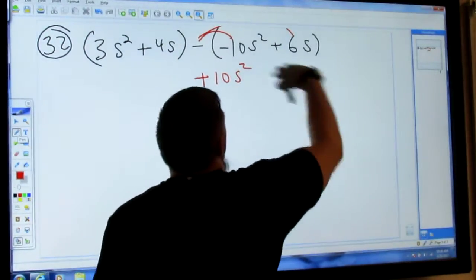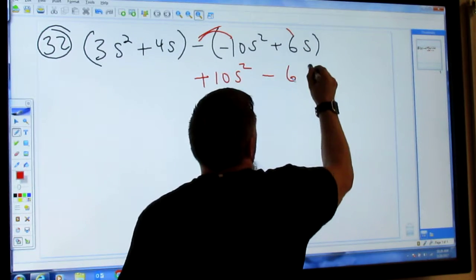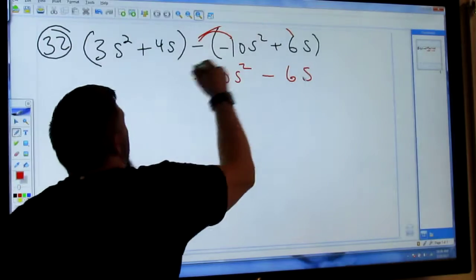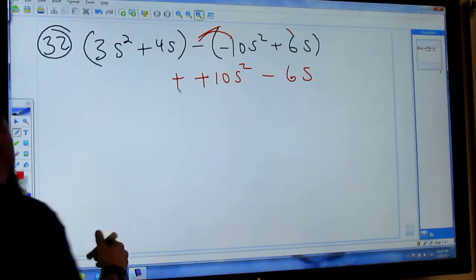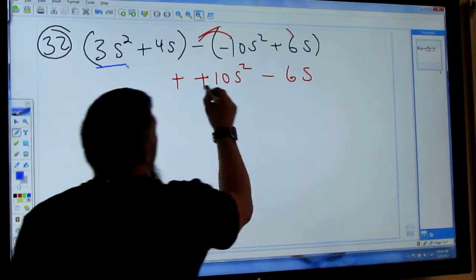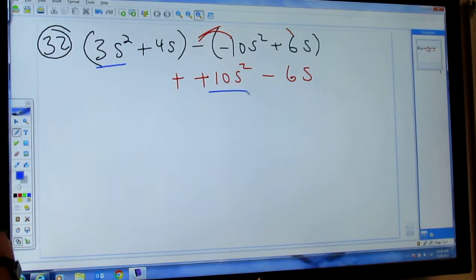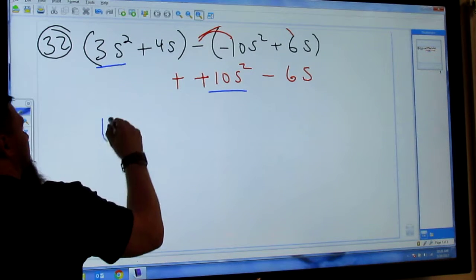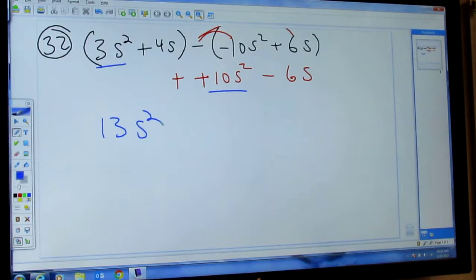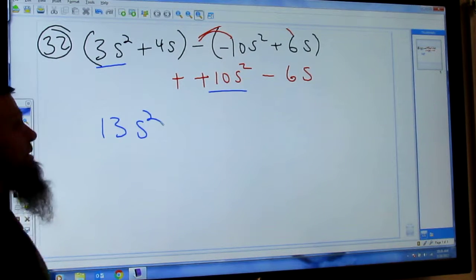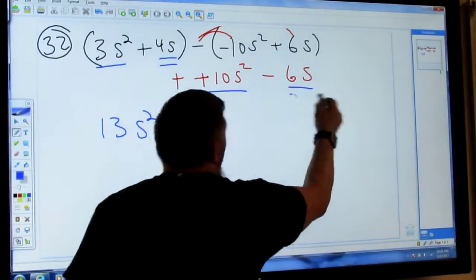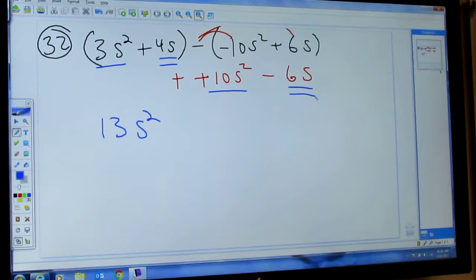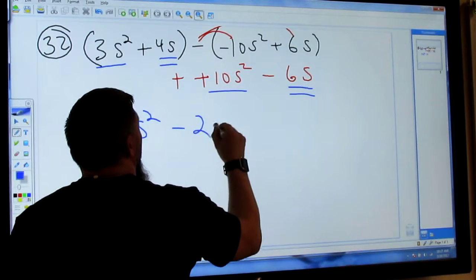And then I've got a minus 6s. So those are what I'm adding now. I'm adding those because I distributed the negative. And once I do that, I can sit here and go, okay, my s squared and my s squared, I got 10 and I got 3. 10 and 3 make 13s squared, right? Wait, why don't we do the other one? Well, we're going to. Because the squared comes first. Then we do the s's. And I've got 4 and negative 6, which makes negative 2. Alright?